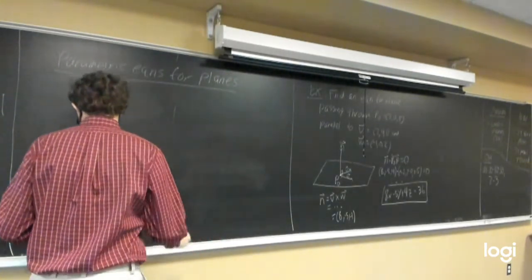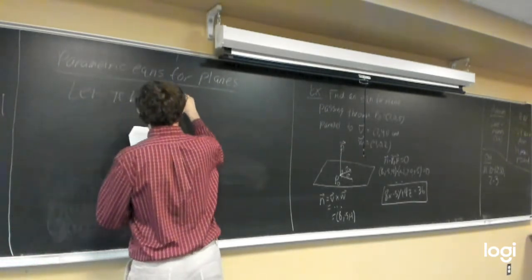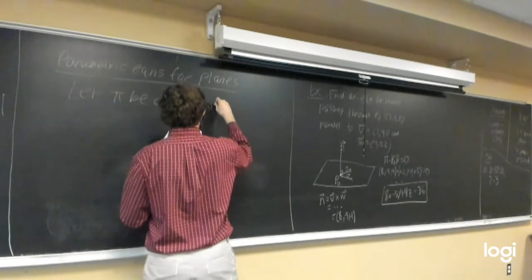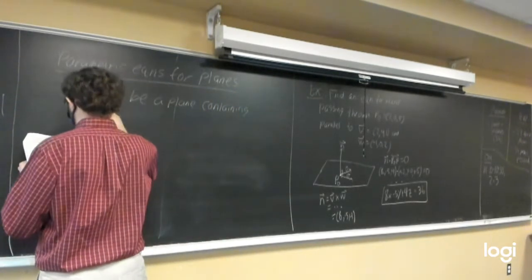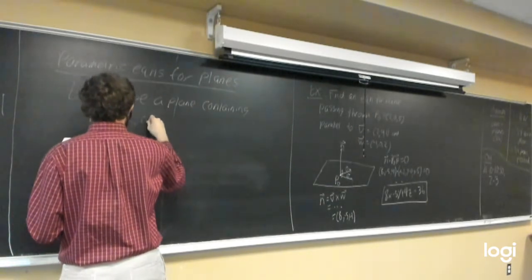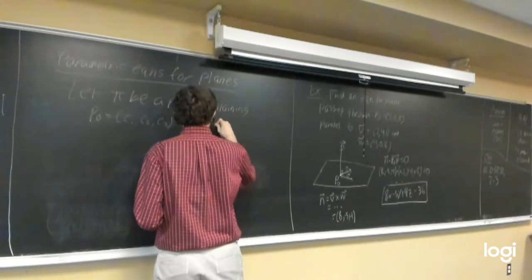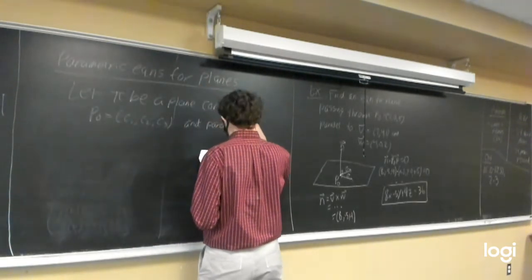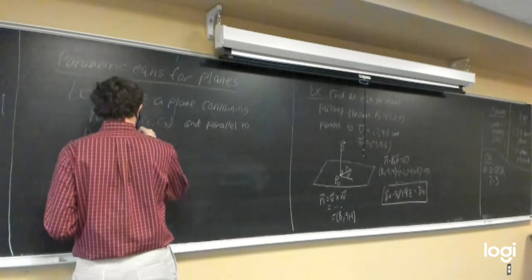And here's how it goes. We're going to let pi be a plane containing point p naught, which is going to be equal to c1, c2, and c3, in parallel to non-zero, non-parallel vectors a and b.